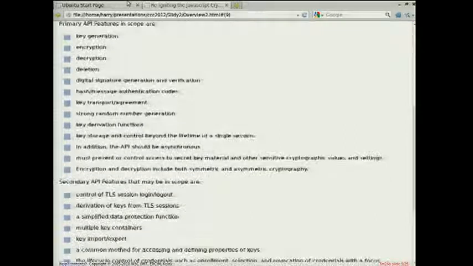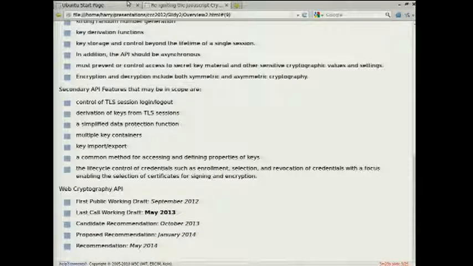There's a lot of stuff which we're thinking about covering, which we have not done because we only have so much time. Control of TLS session login and logout is not done consistently across browsers. Derivation of keys from TLS sessions would be great. Channel binding, generally a good idea. I would recommend people look at the origin-bound key work of Dirk Balfanz and others. Trying to make things simple.